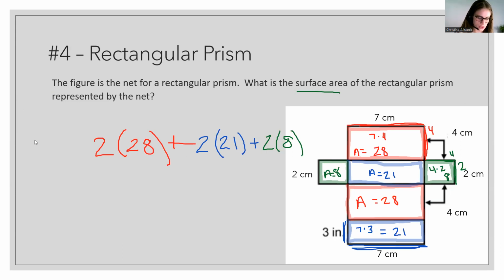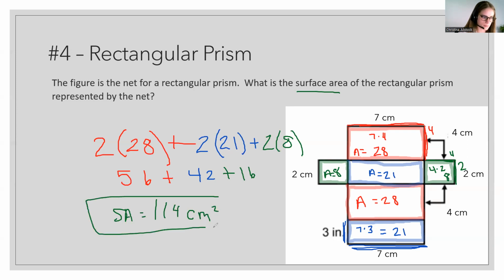So 2 times 28 is 56. 2 times 21 is 42. And then 2 times 8 is 16. And if we add that all up, 56 plus 42 plus 16 gives us a total surface area, SA for surface area, of 114 centimeters squared.